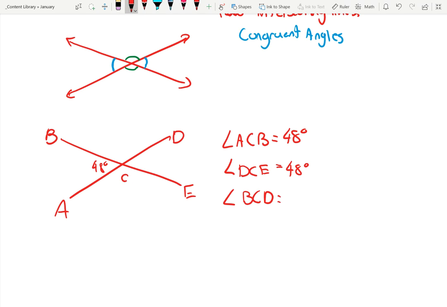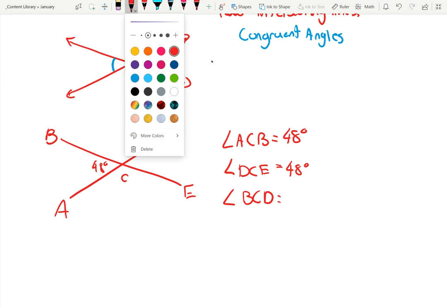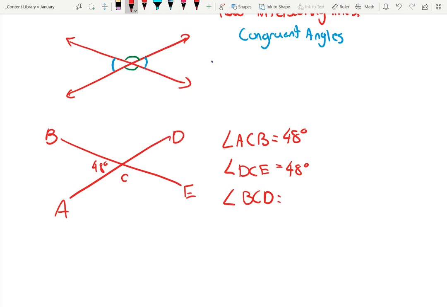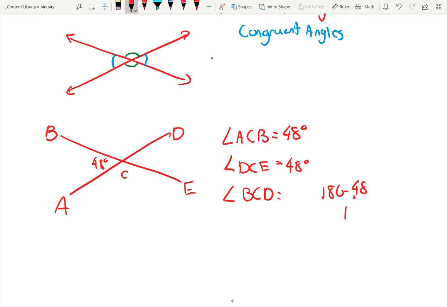But we can still figure it out because this angle, the one that we know is 48 degrees, and the BCD angle that I'm referring to, these are supplementary angles, meaning that those two angles add up to 180. So if those two angles add up to 180, then I can do exactly what I did with the supplementary angles before and just take the difference. So if I did 180 and I subtract the 48, I end up with, what is that? 132, I think.